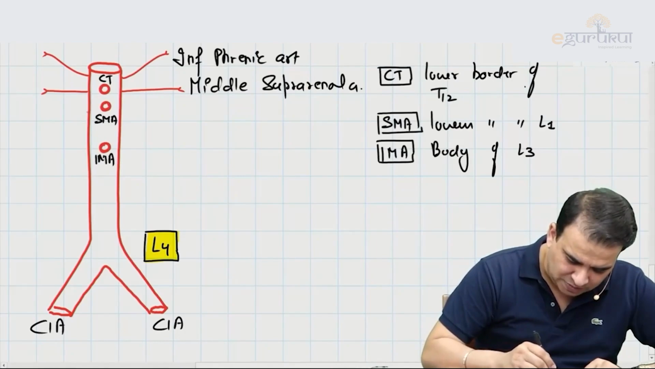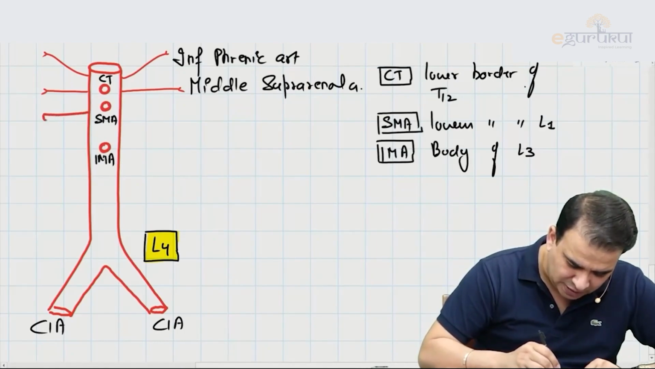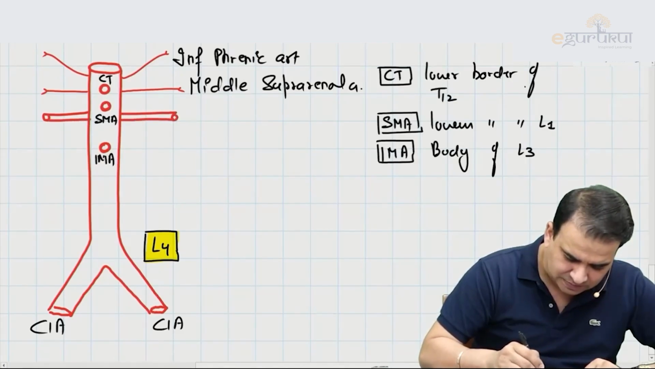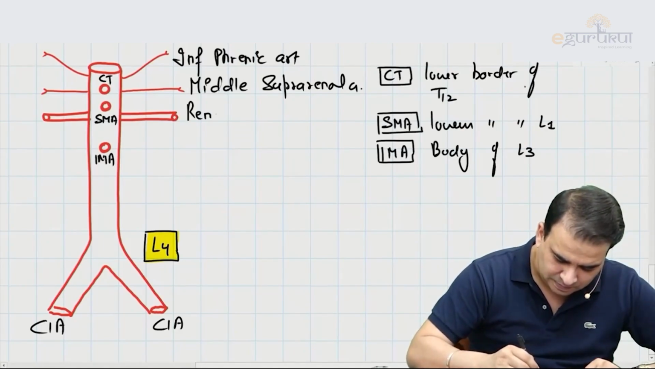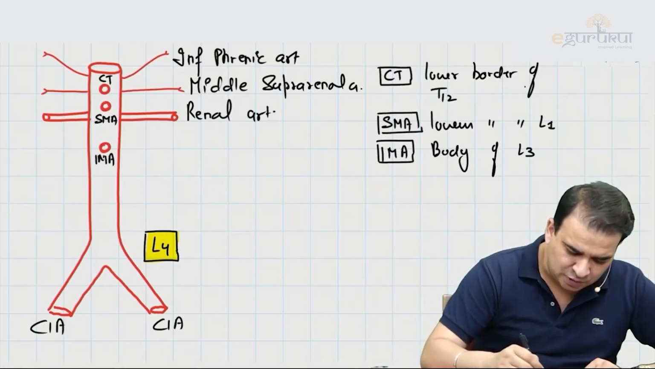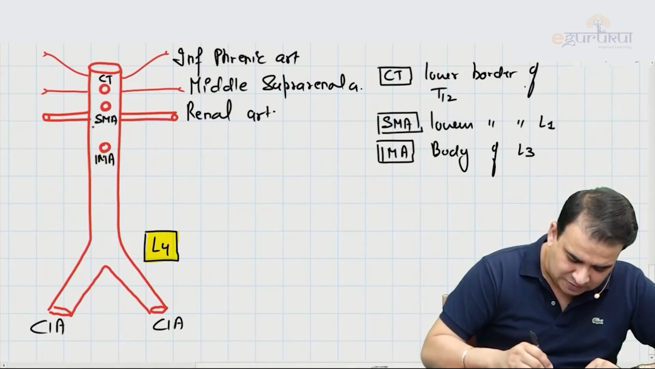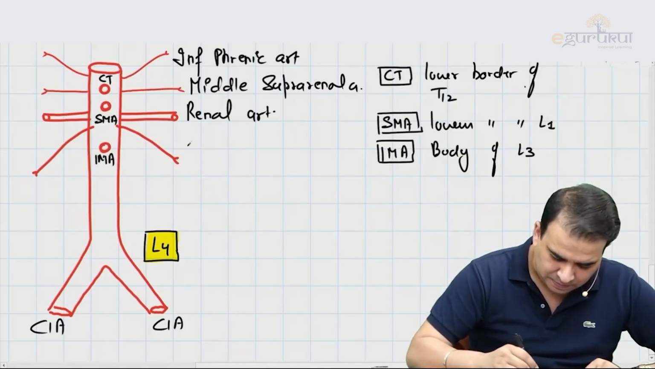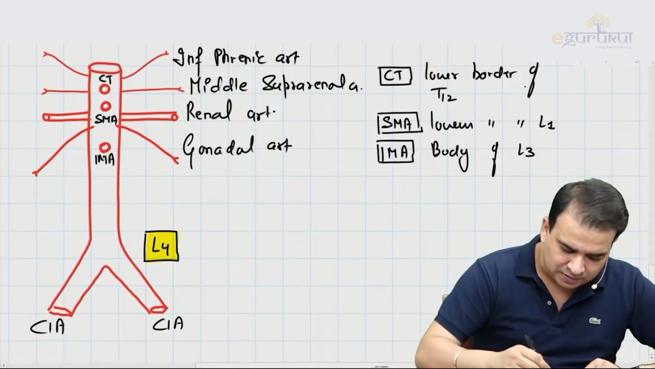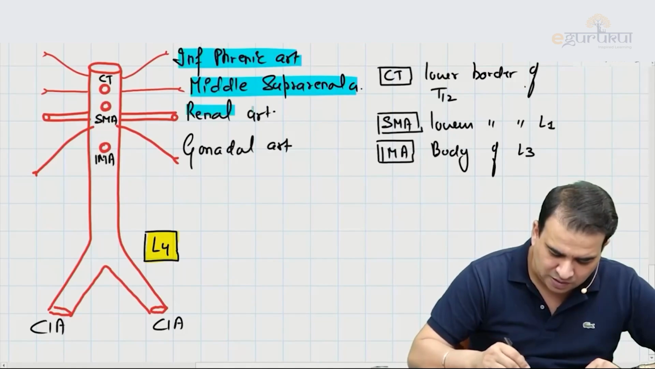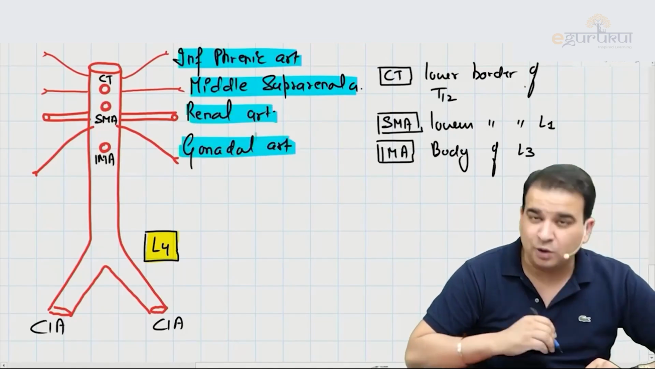just below the level of the superior mesenteric artery. Just below the level of the superior mesenteric artery, you will see the renal arteries, another lateral branch emerging out. And just below the level of the renal artery, we have these gonadal arteries coming out here, the testicular or ovarian artery. So just to remind you, these are the lateral branches: inferior phrenic, middle suprarenal, renal, and gonadal.